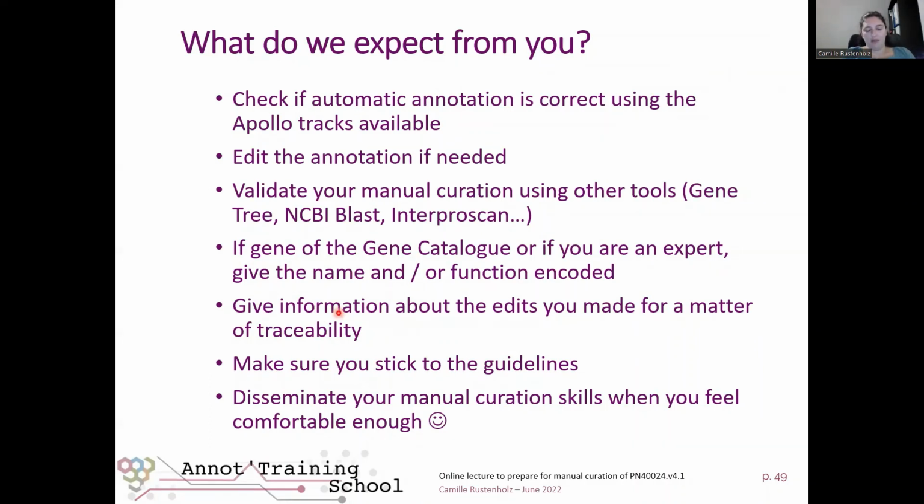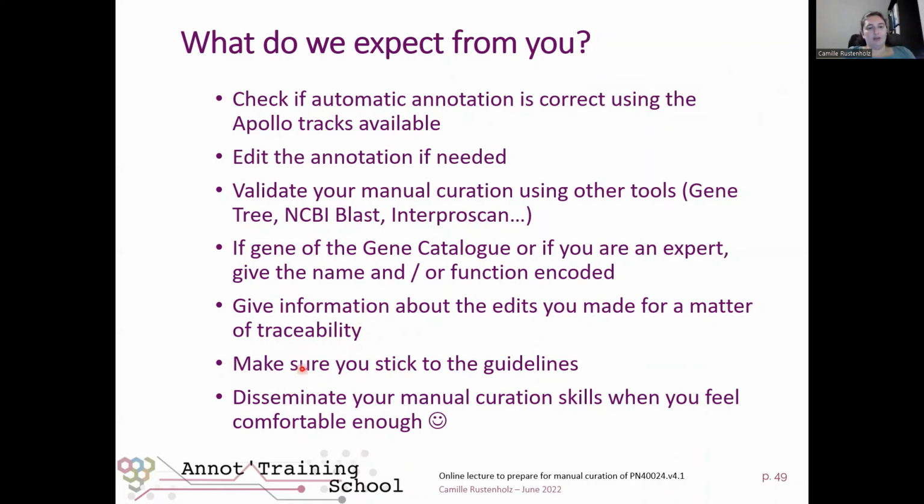We will explain that during the training school, of course, but this is for a matter of traceability. We'd like to know which edits you made and why, which pieces of evidence guided you through these edits.